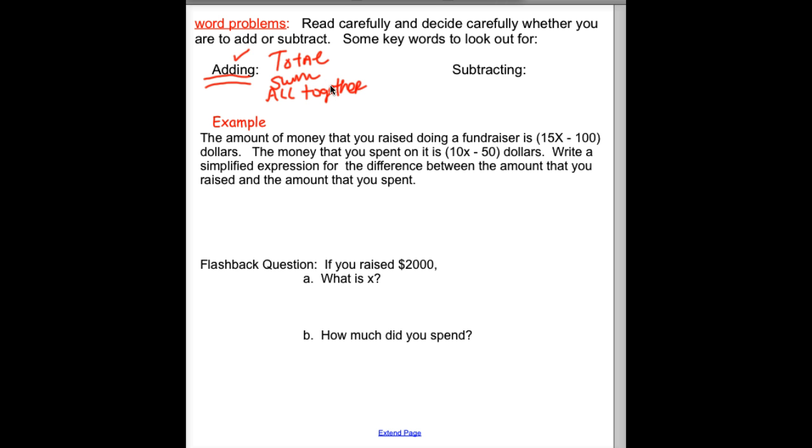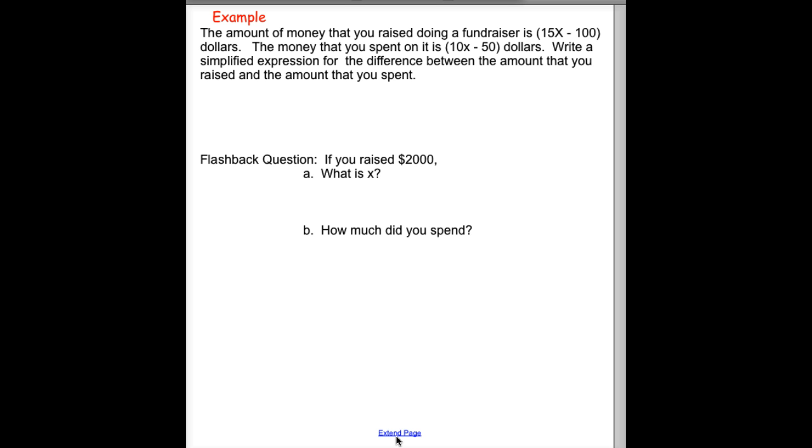For subtracting, a lot of times we will see, well, what's the difference? Or how much more is one than another, that type of thing. So we've got one example. I actually like this problem because you have to know lots of different math with it. So here we go.